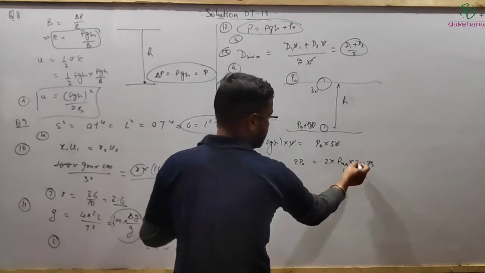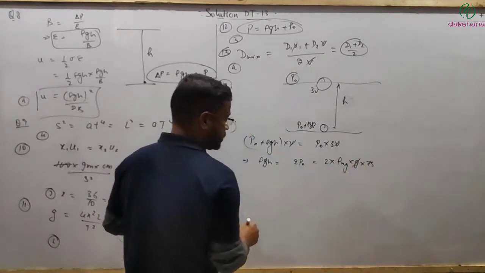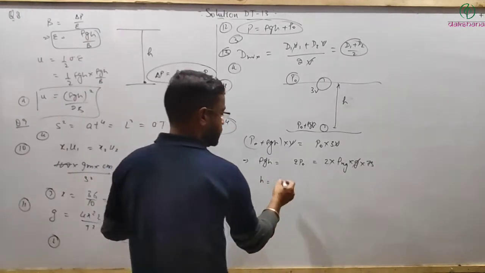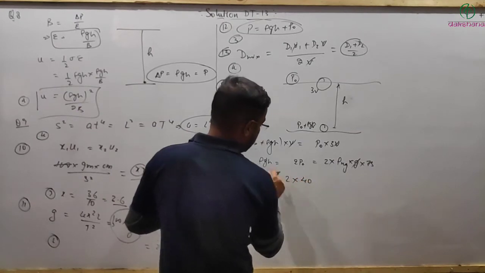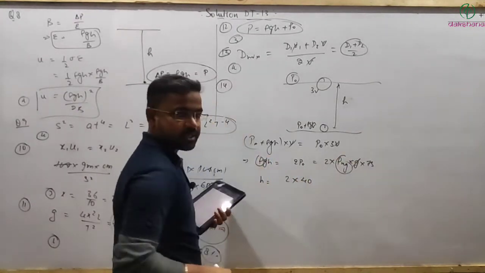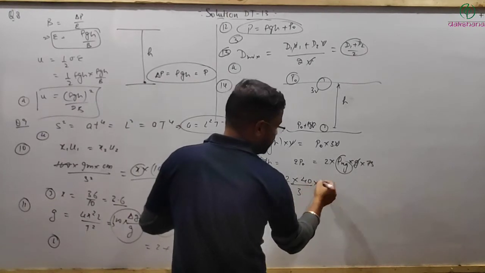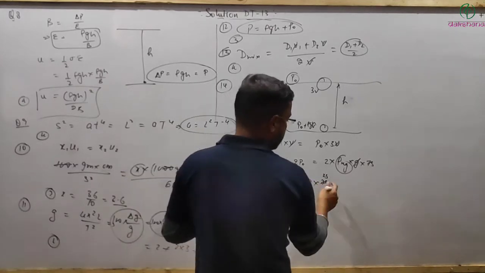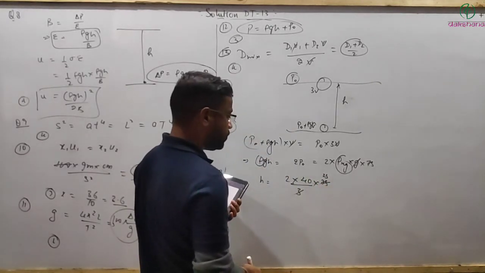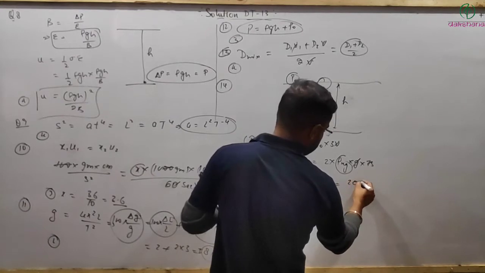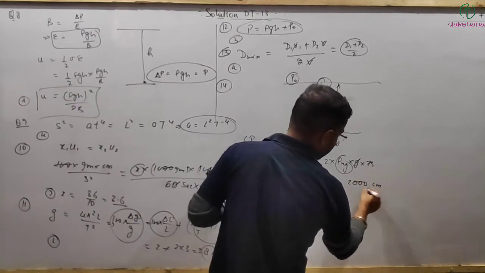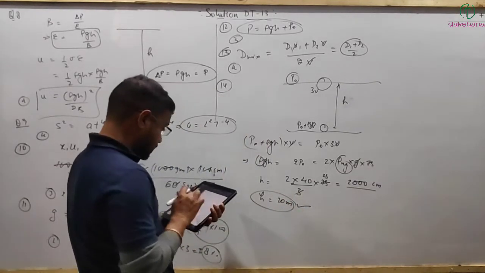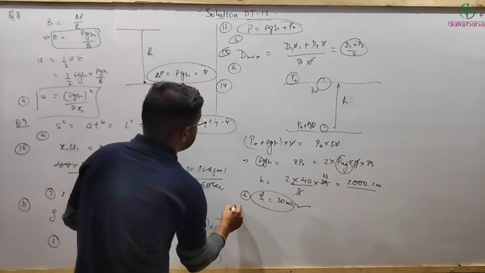Now g gets cancelled out. This implies h is equal to 2 multiplied by 40 divided by the specific gravity, that is 40 by 3, multiplied by 75, and this is 25. So this is 25 into 4, that's 100, and 2, this is 2000 centimeter, so h is equal to 20 meter. This is the answer matching with option number 4. Next question number 15.